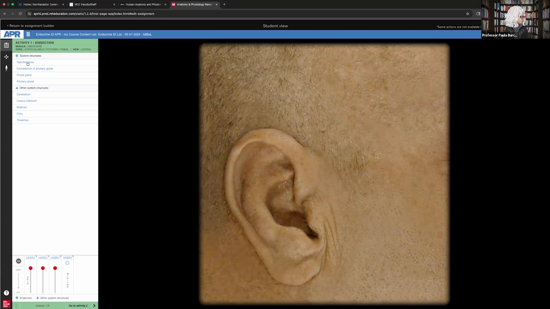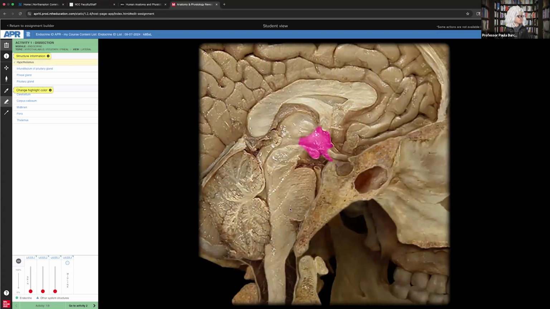Let's begin with the hypothalamus. You've got a view here of a sagittal view of the brain. So this is the cerebellum. Remember the corpus callosum, which connects the 2 hemispheres, the midbrain, the pons, and the thalamus. Again, I'm not going to ask you to identify these structures on the quiz, only the things that are in your system structure list. So let's begin with the hypothalamus.